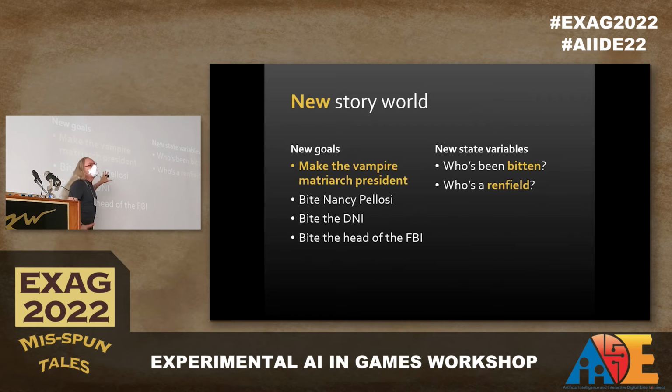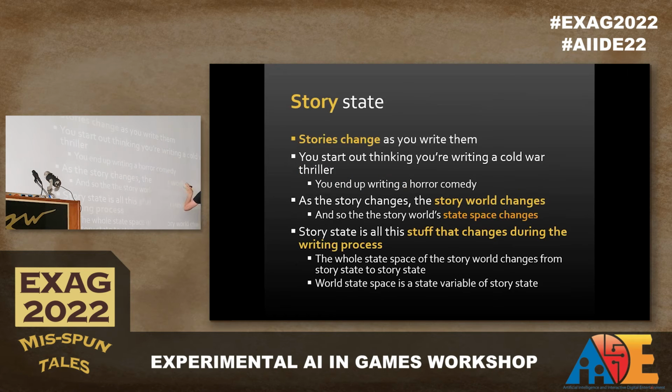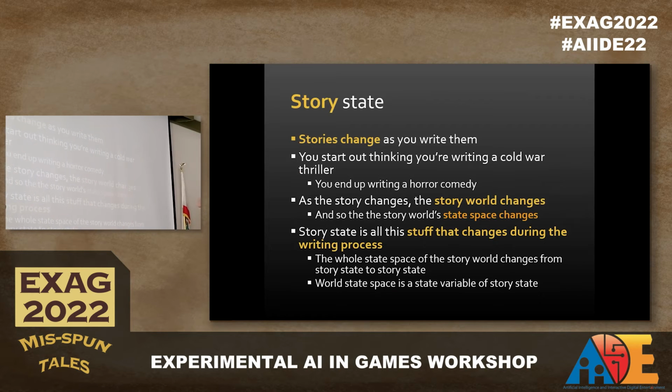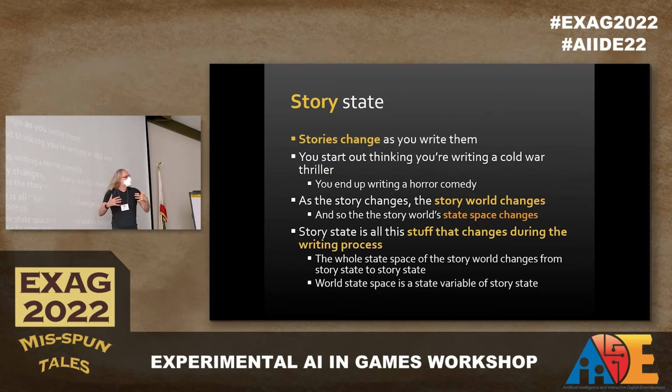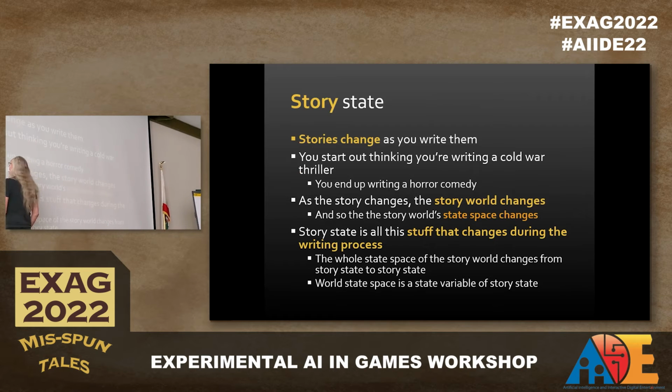And so now we have a whole new state space for our interactive narrative with new state variables like who's been bitten, and new goals like make the vampire matriarch president, and goals like bite Nancy Pelosi and bite the director of national intelligence. So when you write this story, the story changes. And the state space of the story world changes as part of the writing process.